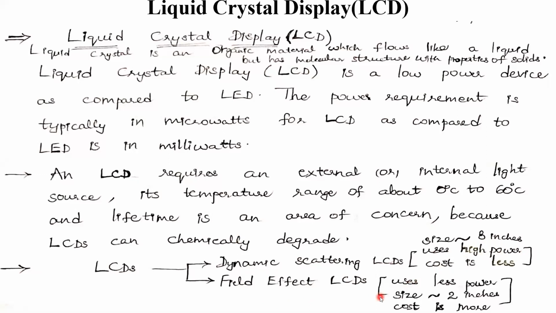And next one is field effect LCDs. It uses less power, size is 2 inches, very small, and cost is more. Though it is small, its power consumption is less, therefore it has advantageous points. Power consumption is very less when compared to the dynamic scattering. Here size is small, power consumption is less, cost is more; there size is high, power consumption is high, cost is less. This is the basic difference between dynamic scattering LCD and field effect LCD.